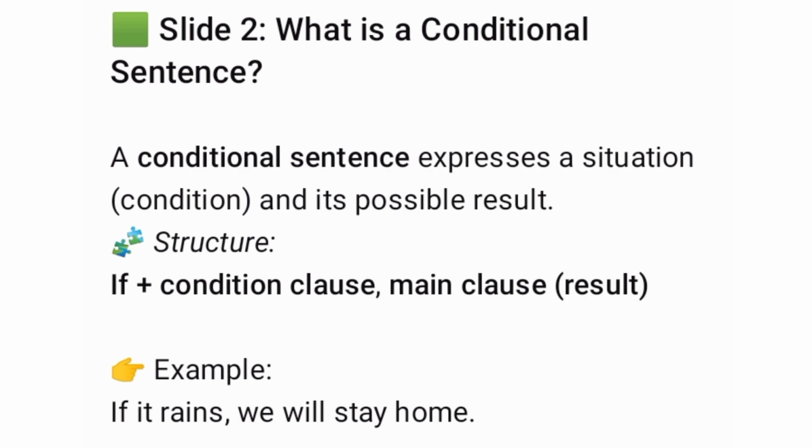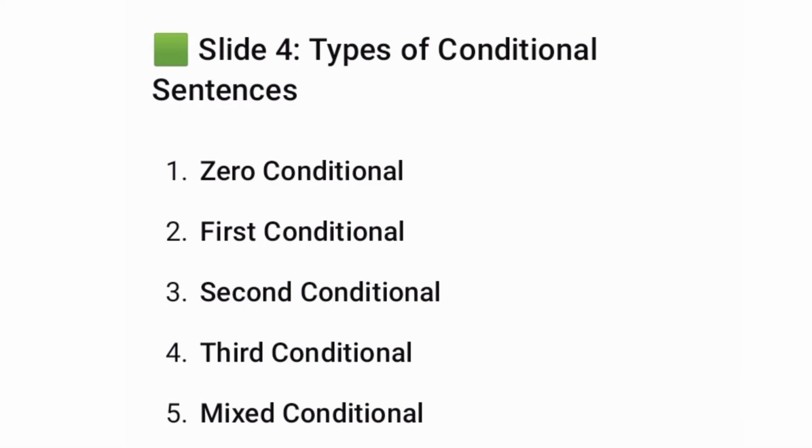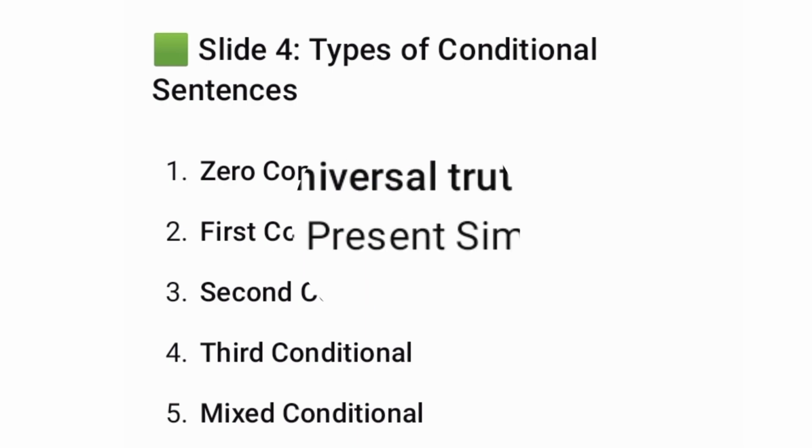Structurally, when you discuss the types of conditional sentences, the first one is the zero conditional, and after that the first conditional, second conditional, third conditional, and mixed conditional. So there are four or five types as structure. First I would like to make you understand what the zero conditional is.